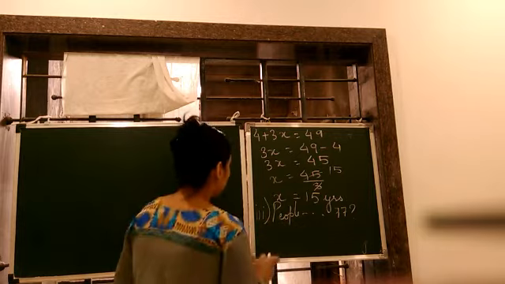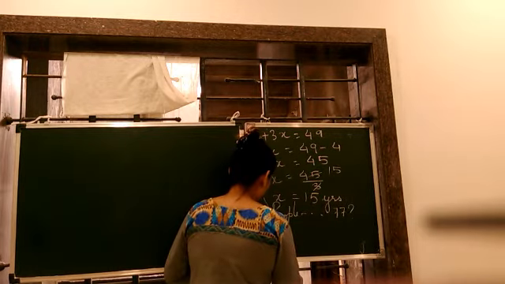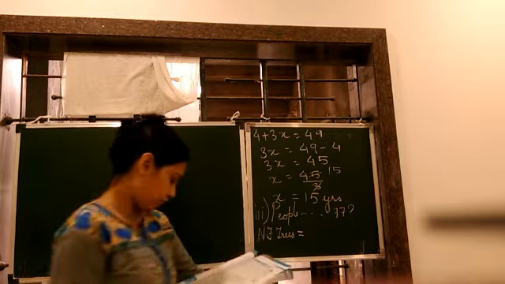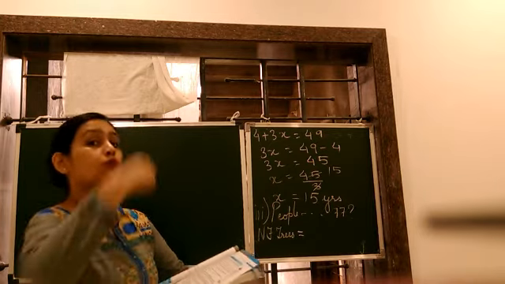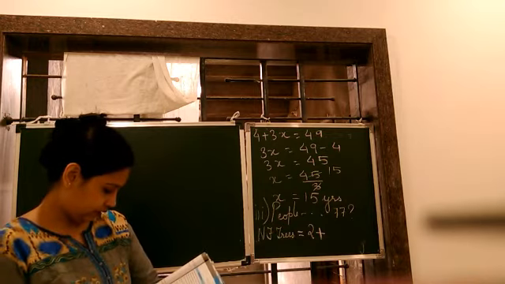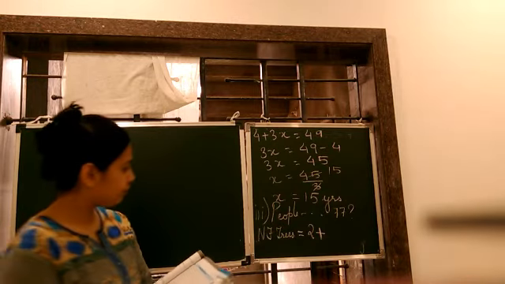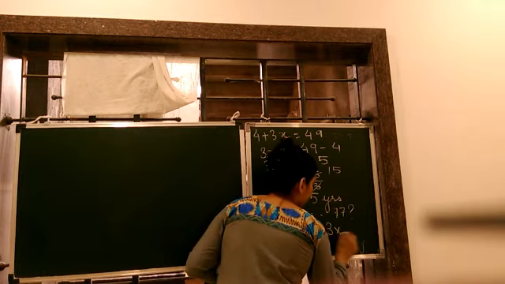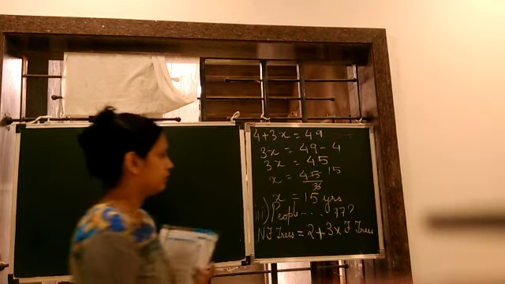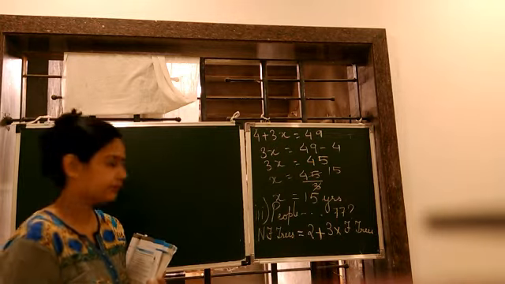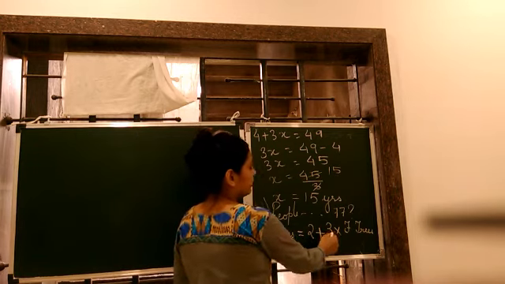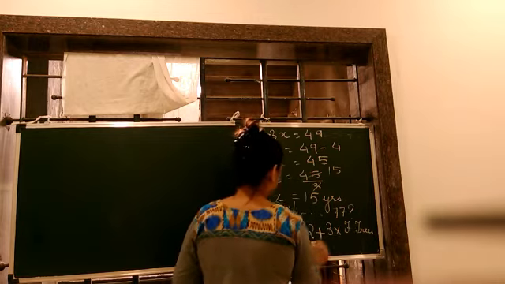So non-fruit trees were equal to how much? 2 more than 3 times the number of fruit trees. Clear? Non-fruit trees are 2 more than 3 times fruit trees. So this is what we have to solve.